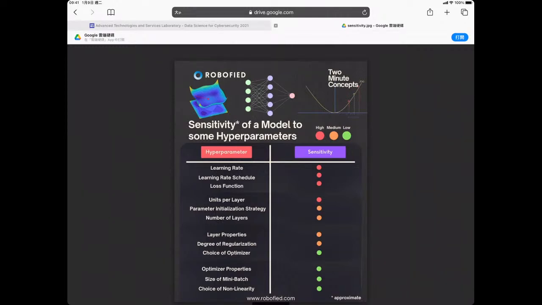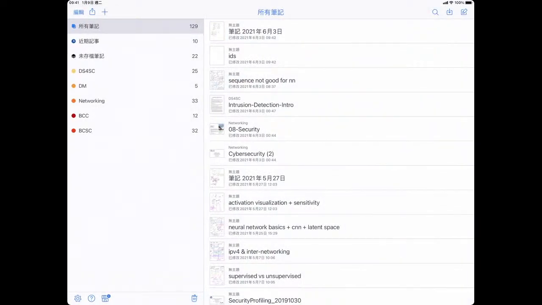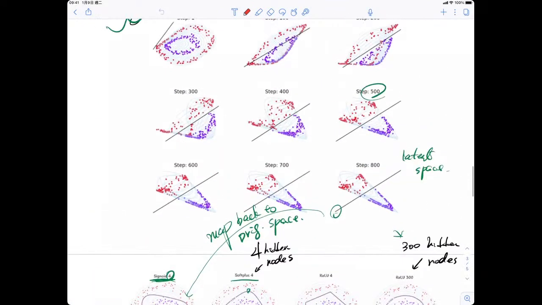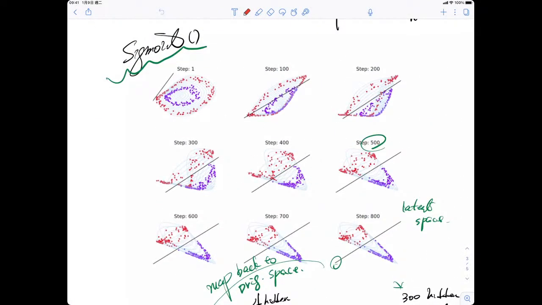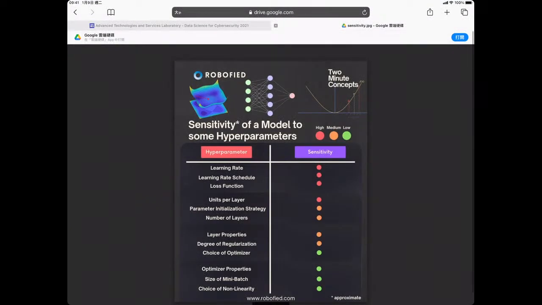The choice of non-linearity means the activation function you choose. In the previous class we talked about activation functions, right? Different activation functions will tweak or push or twist your original space to a new landing space. So basically they represent different non-linear relationships between the layers of your neural network.